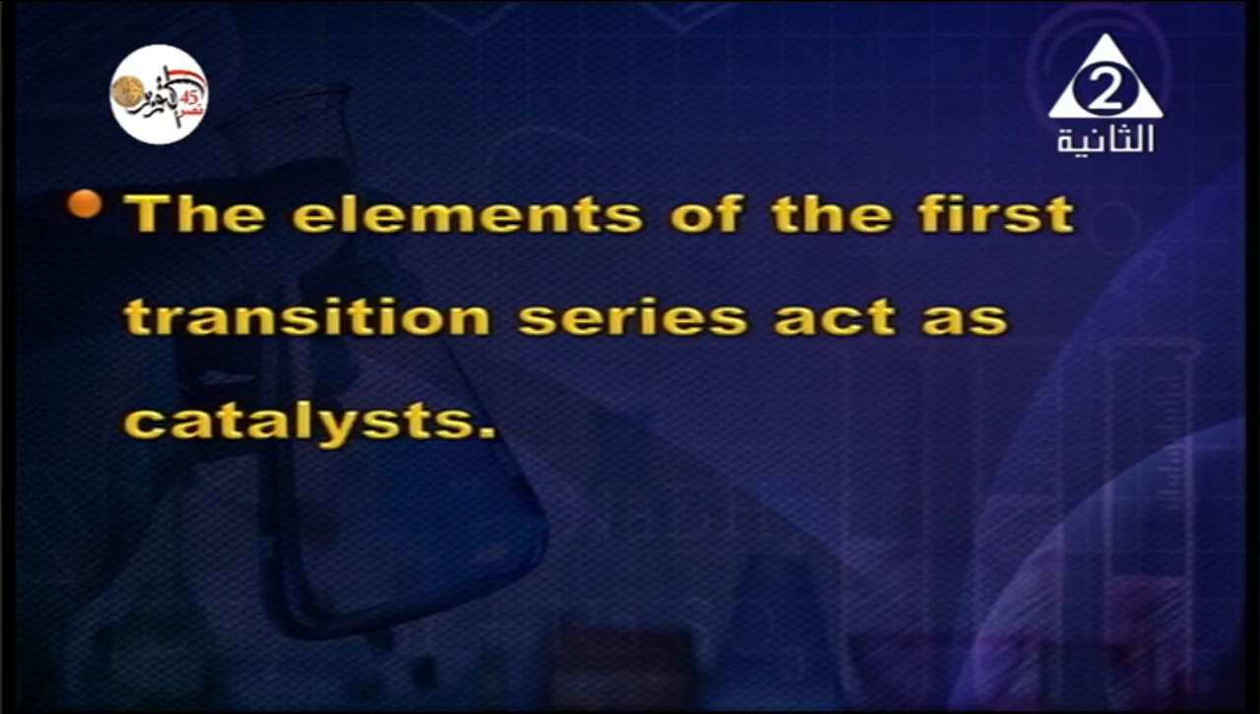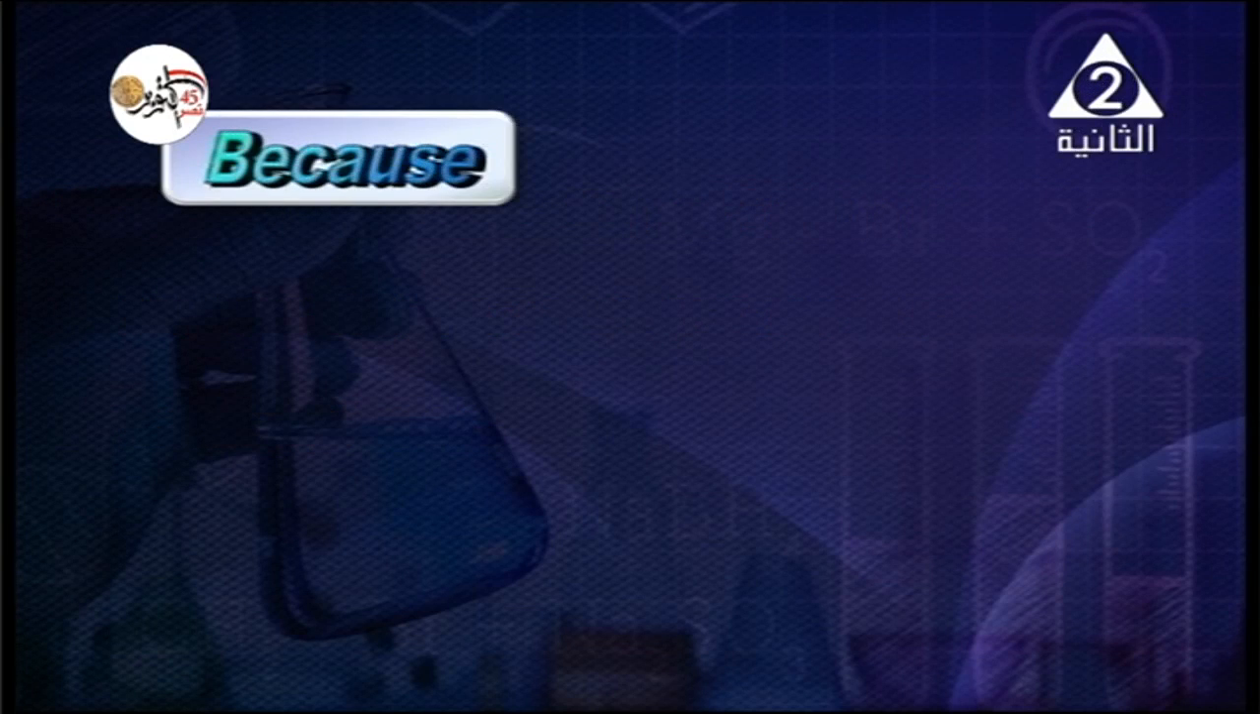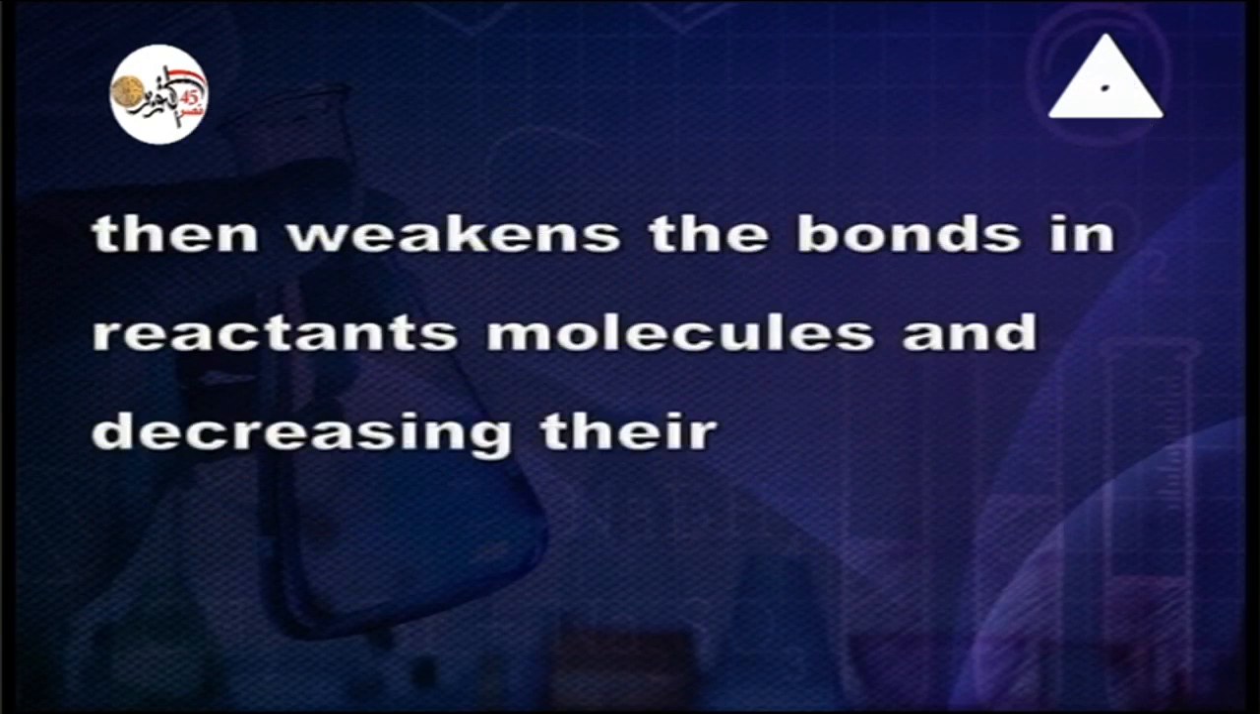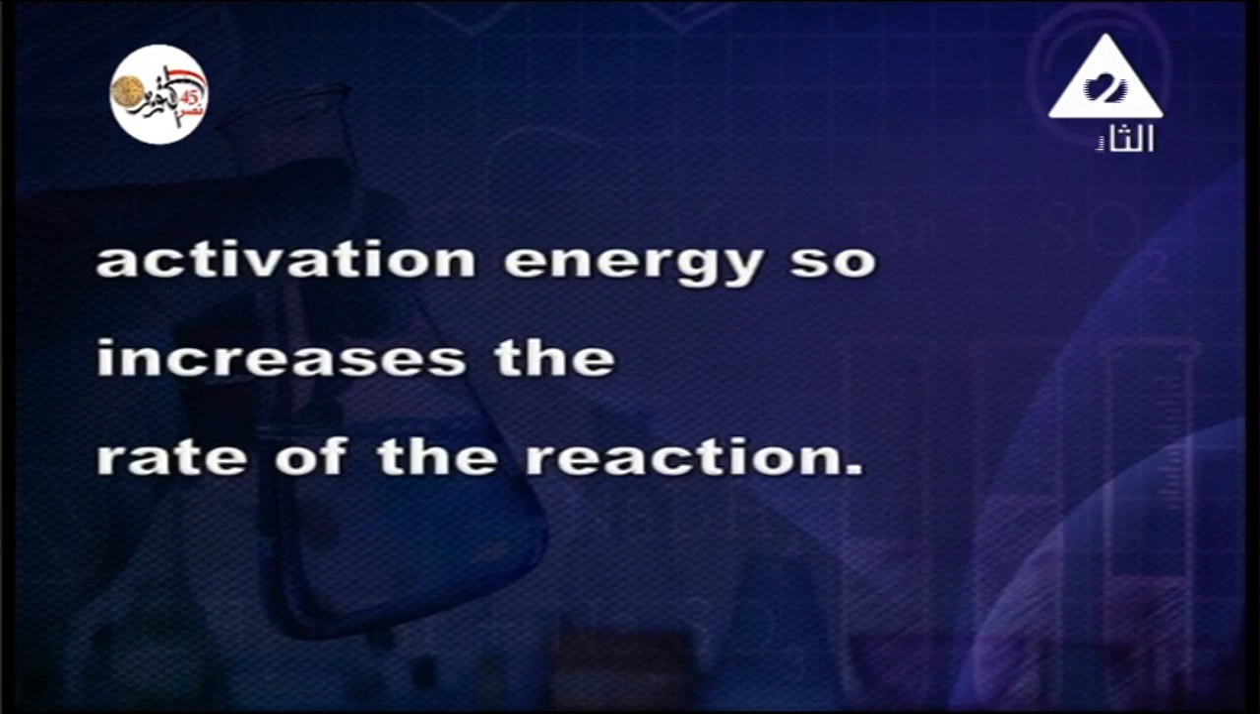Next point. The elements of the first transition series act as catalysts. The reason for that: the electrons in the 4s and 3d sublevels form weak bonds with the reactant molecules, so increasing their concentration at the catalyst surface, and that weakens the bonds in the reactant molecules, decreasing their activation energy, so it increases the rate of chemical reaction.